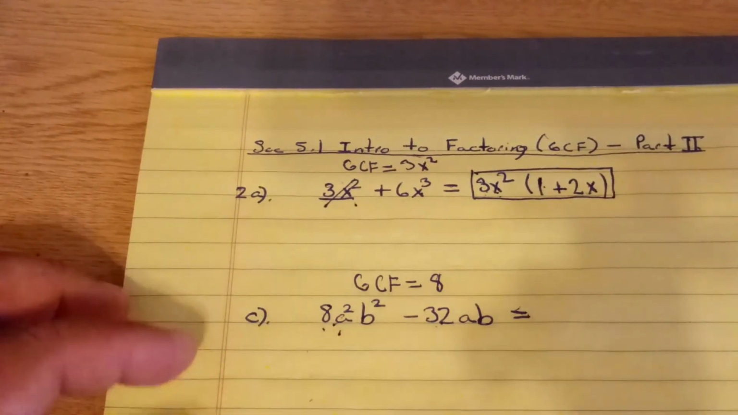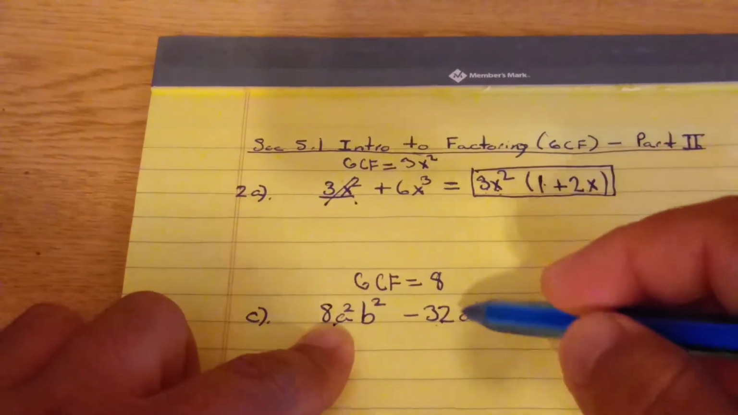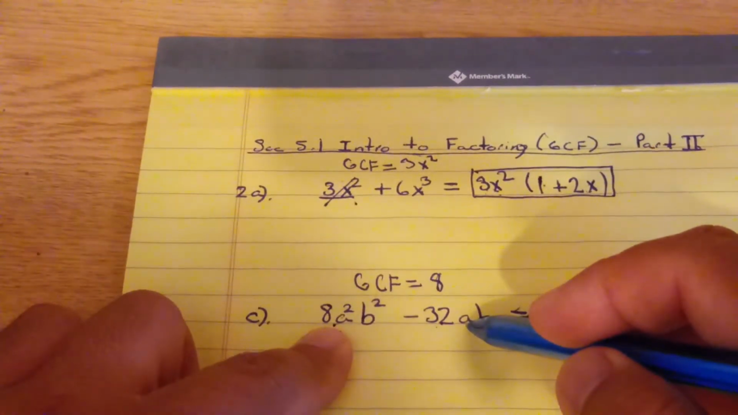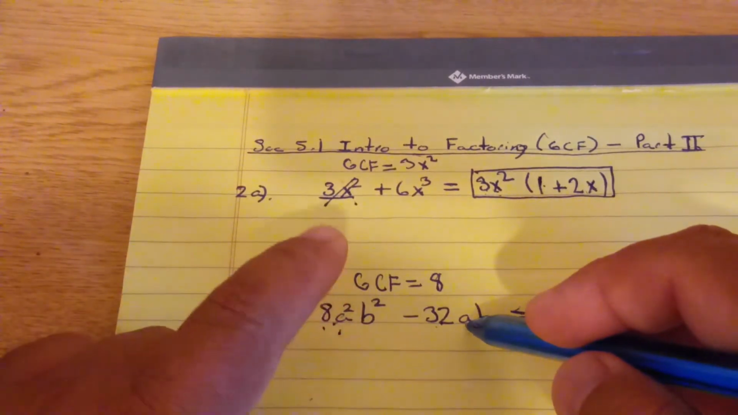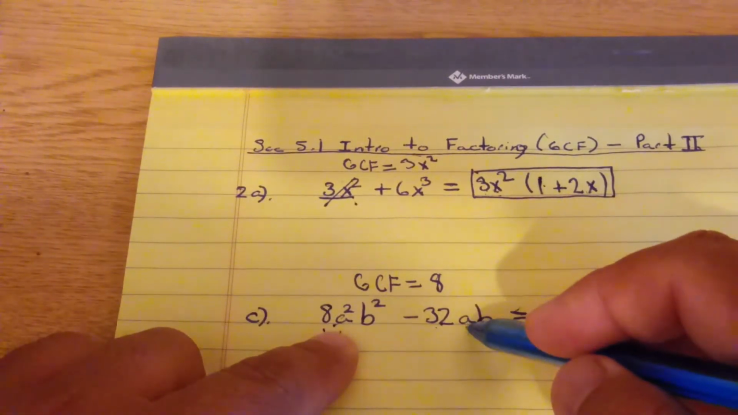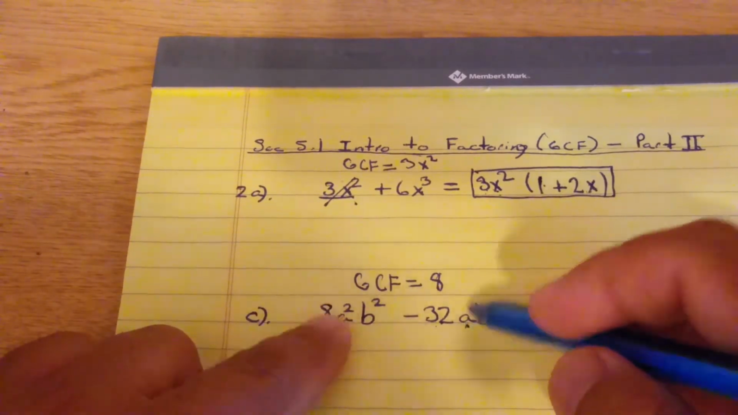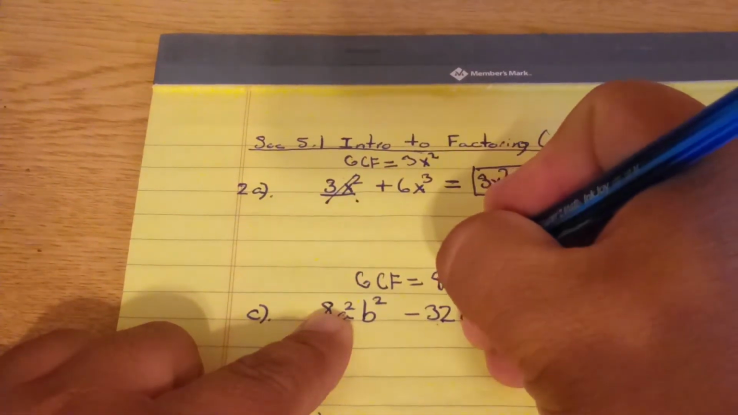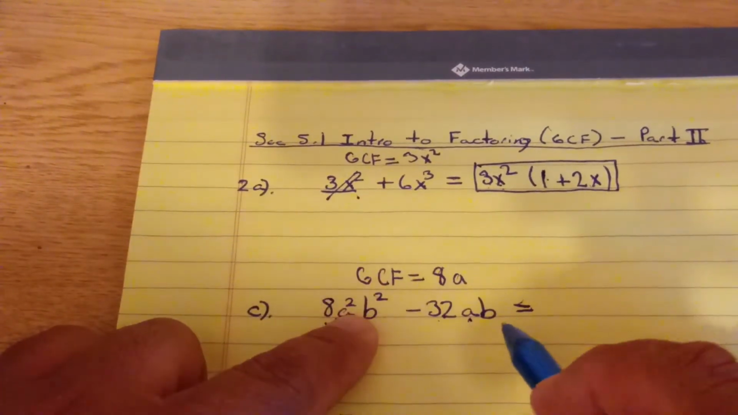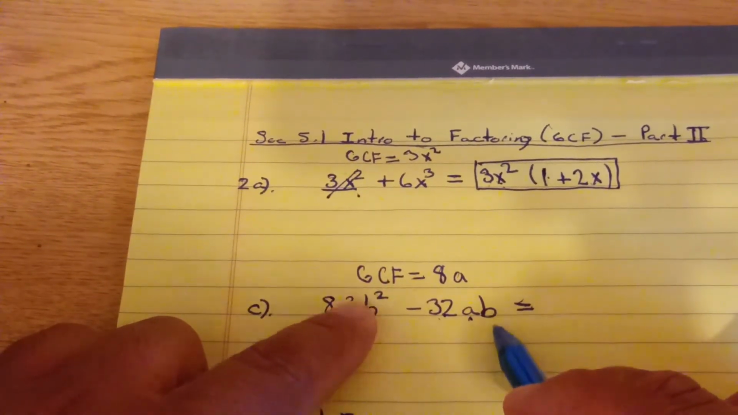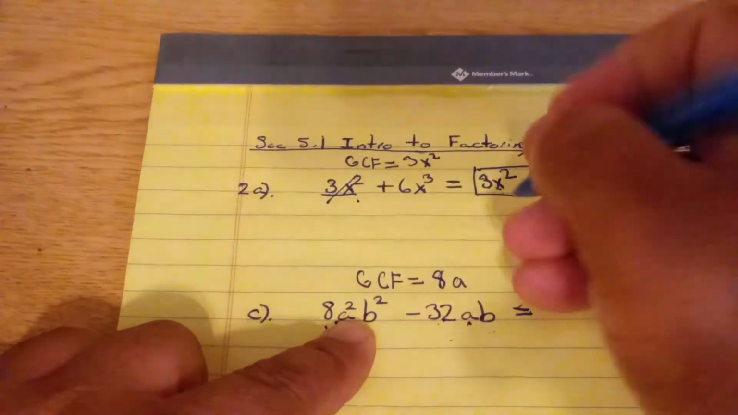The same thing with the variables. Remember, all of the terms have to have the same variables in common, or else you cannot factor. So here we have a squared and here we have a. So we're going to choose the smallest of those two. So it'll be the a. And the same thing with the b squared and the b. Once again, both terms have b. So we're going to factor out the b.